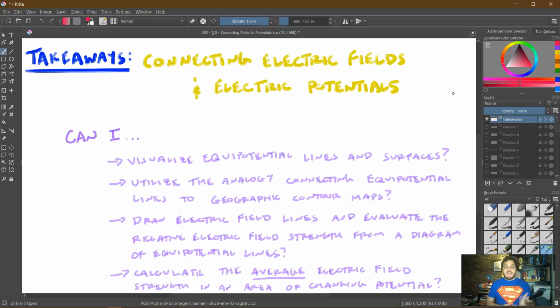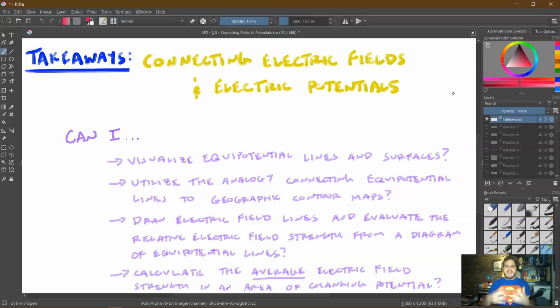Can we utilize that analogy, connecting equipotential lines to geographic contour maps? What I mean is, for instance, those elevation maps, that's basically what we've created here. Can we draw electric field lines and evaluate the relative electric field strength from a diagram with equipotential lines? Remember that the electric field lines would be the direction that this positive charge ball goes, and the relative field strength is shown by how close the equipotential lines are. If they're really close, you're going to have a stronger electric field.